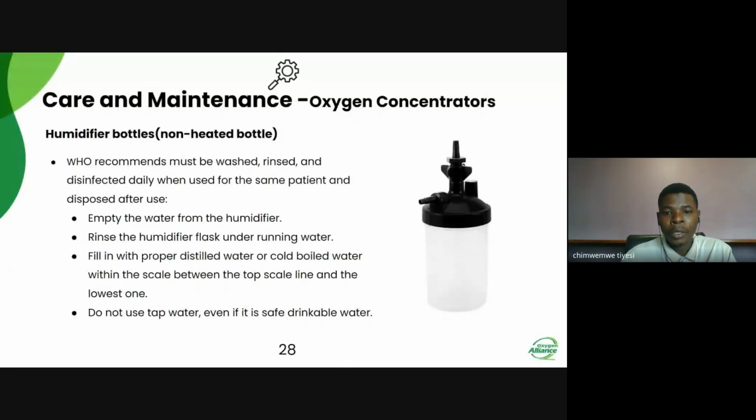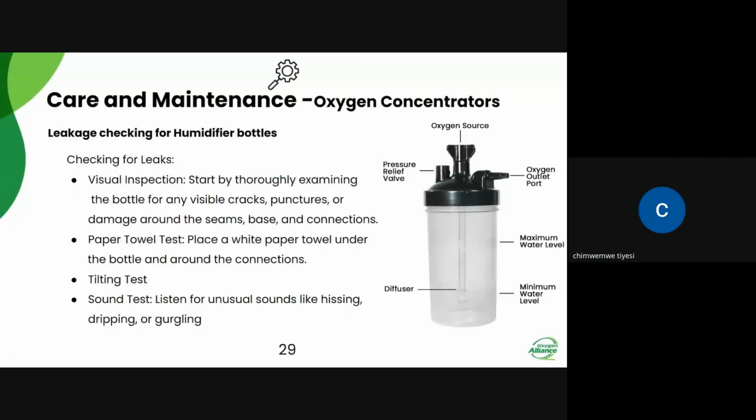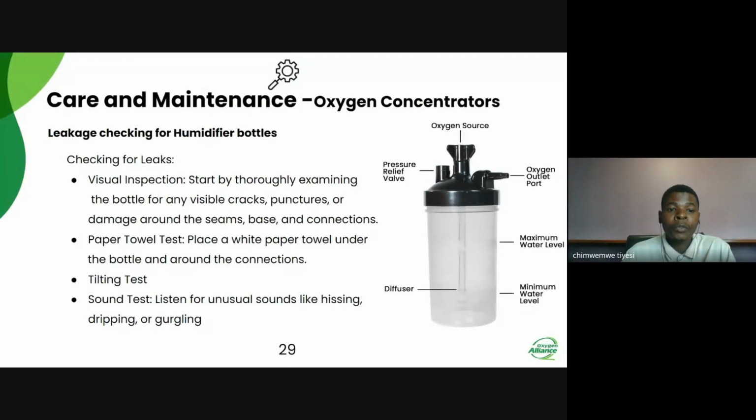So moving on, we are still going to look at the same humidifier bottle, on how you can check for leakages. What you can do is a visual inspection. You can also use a paper towel test, a tube test, and also a sound test. For visual inspection, you can start by thoroughly examining the bottle for any visible cracks, punctures, or damages around the seams, the base, and also all the connecting points.